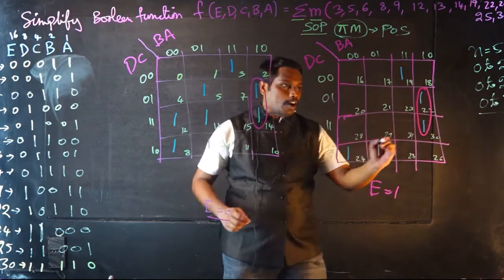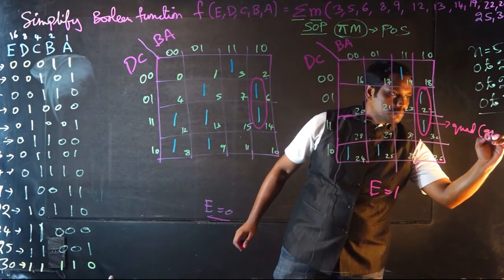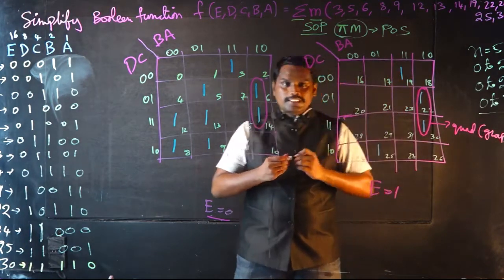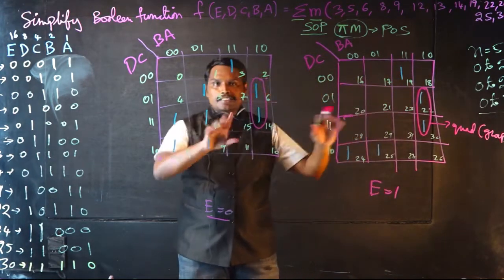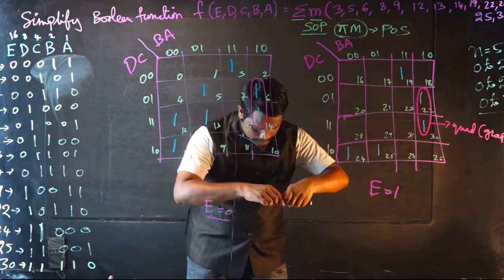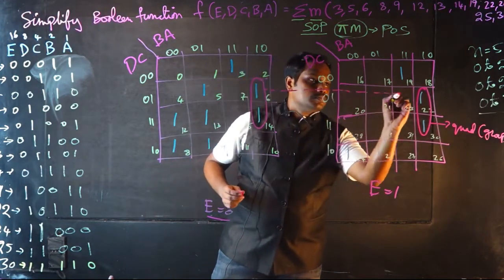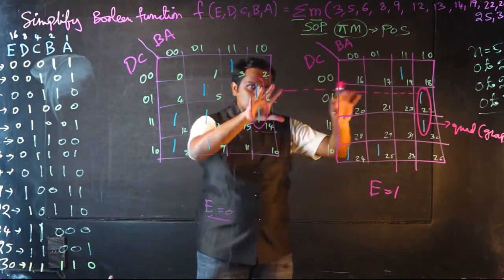So these 4 are considered to be a quad. This is a quad group, which has 4 ones. You can see all the 4 ones are there, right? Just have a small marking like that, which means that this is forming a quad.